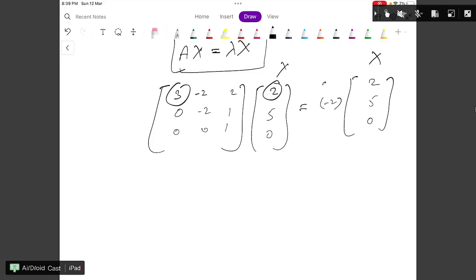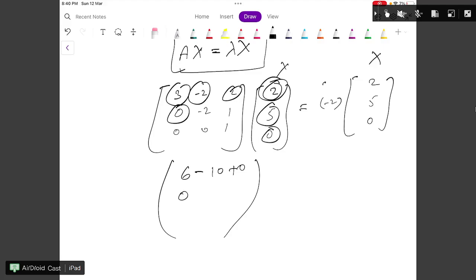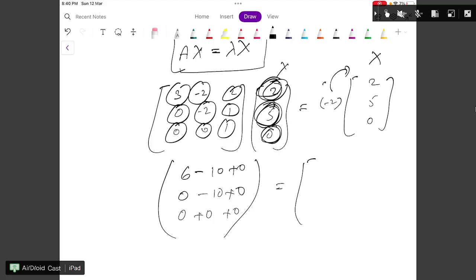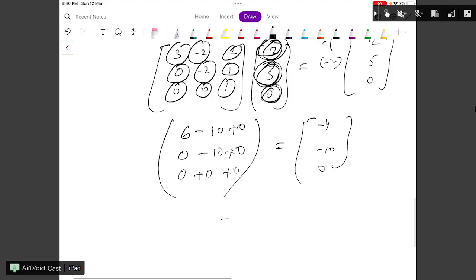This element into this element, this is 6. This element into this element, it is 10. This element into this element, this is 0. Now this element into this element, that is 0. This element into this element, that is -10. This element into this element, that is 0. Then 5 into 0 is 0, 1 into 0 is 0. Now multiplying with -2, it is -4, it is -10, 0. Okay, now solve. It is coming -4, it is coming -10, and it is coming 0.